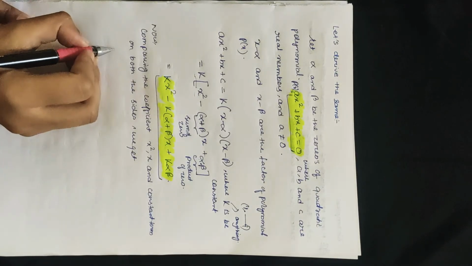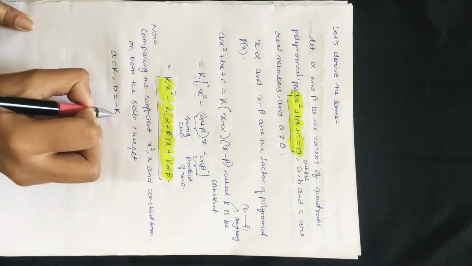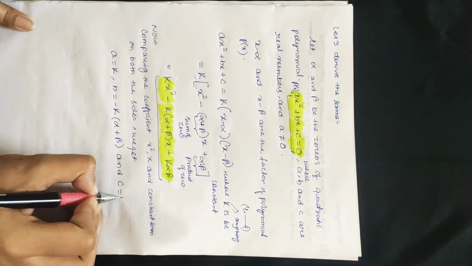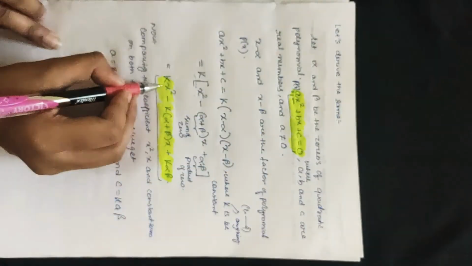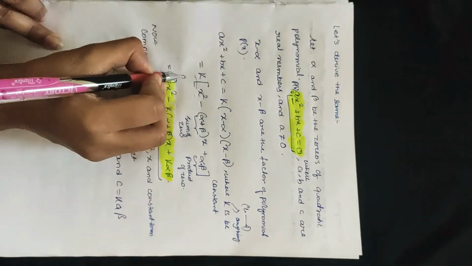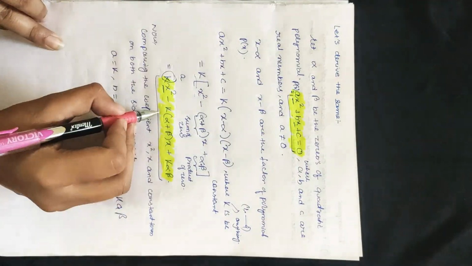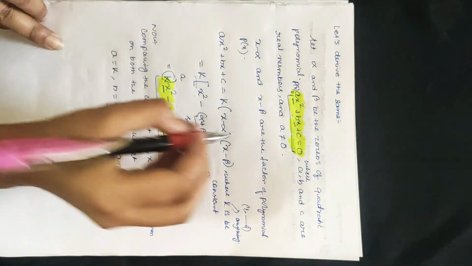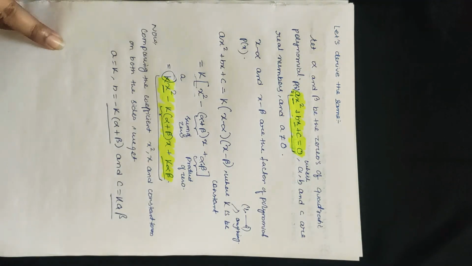So we are getting the value of a is k, b is minus k times (alpha plus beta), and c is k times alpha beta, right? Before x square, this is a, right? Before x, whatever is there, we have written this. And before the constant term, the whole term is there, so we have written the whole term. So by comparing we are getting these equalities.